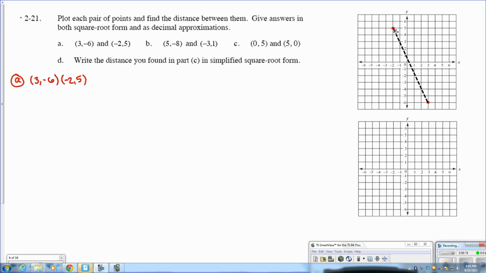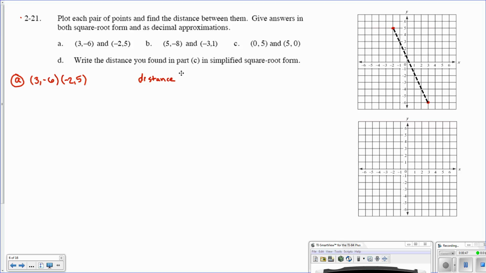So for this one, I've already taken the time here to plot the 2 points. This is my -2, 5, and this is my point 3, -6. Now, if we want to find the distance between them, that means we're trying to find the distance of this segment here. There's several approaches we could take. We could use either the distance formula, or we could use the Pythagorean theorem.